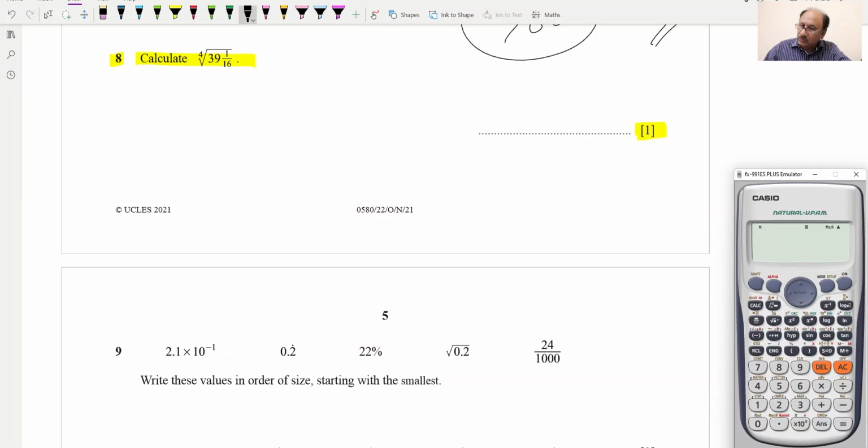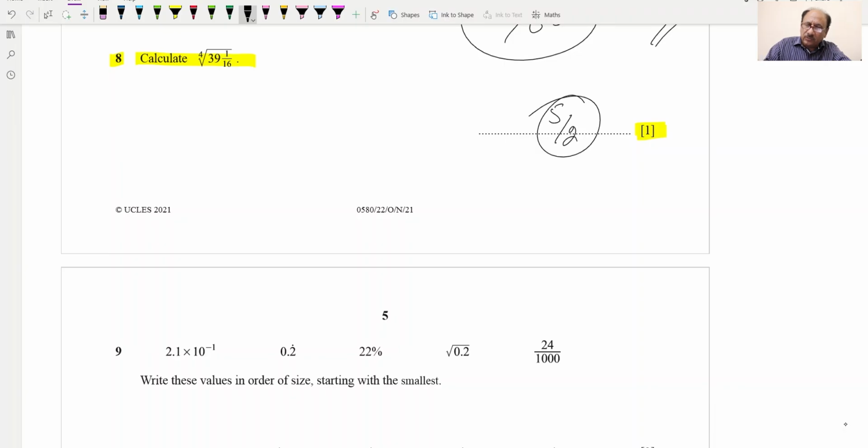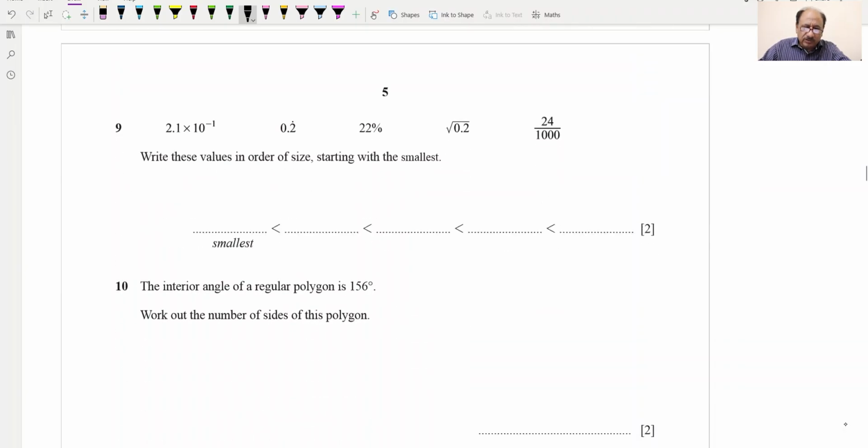So first of all, we need to use this one. So 4 here, and then we have to use this mixed number, so 39 whole 1 over 16, and this will be equal to 5 by 2. So we can write 5 by 2. This will be the answer. It is a 1 mark question, no working is required for this.